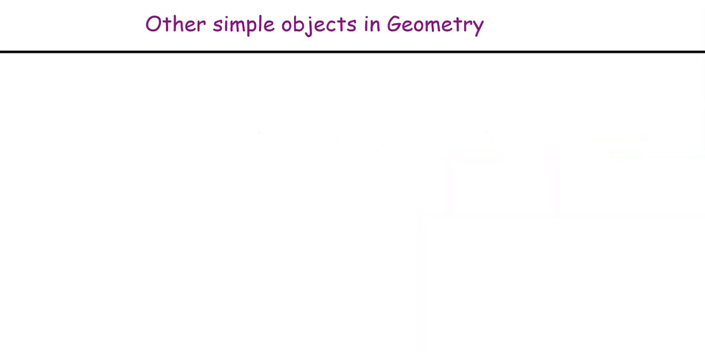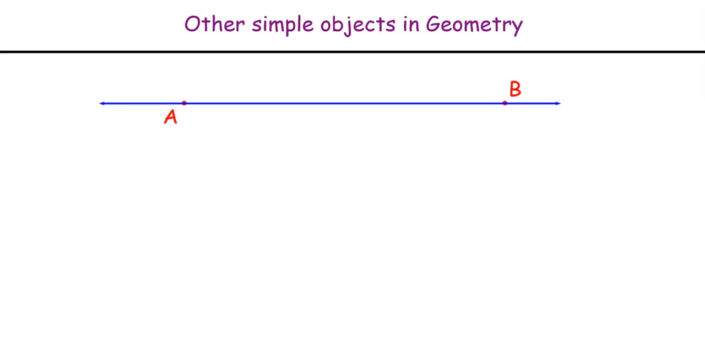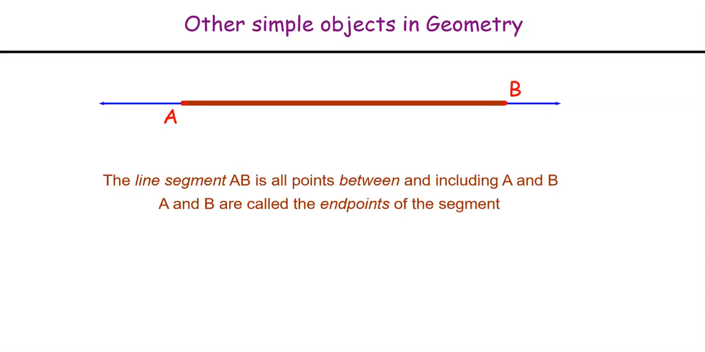First, we're going to talk about segments as simple objects in geometry. We talked about a line, which is one of those foundational building blocks, but if we choose 2 points of the line and restrict our object to just the line space between them, then we get something called a line segment. That's all points between and including A and B, which are called the endpoints. Go ahead, pause the video, write these down, come back when you're ready to move on.